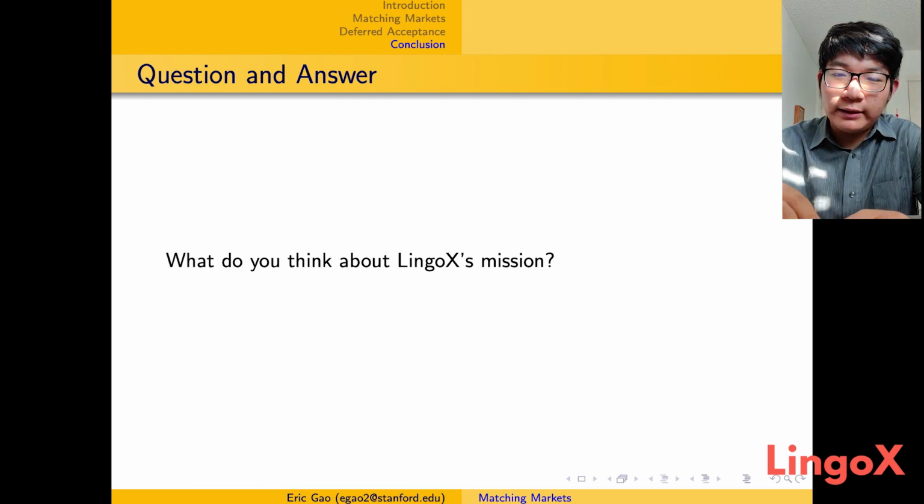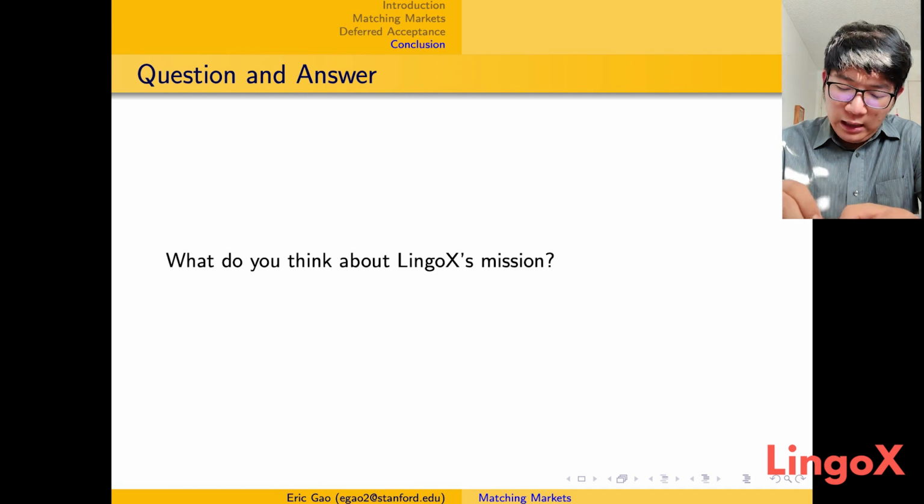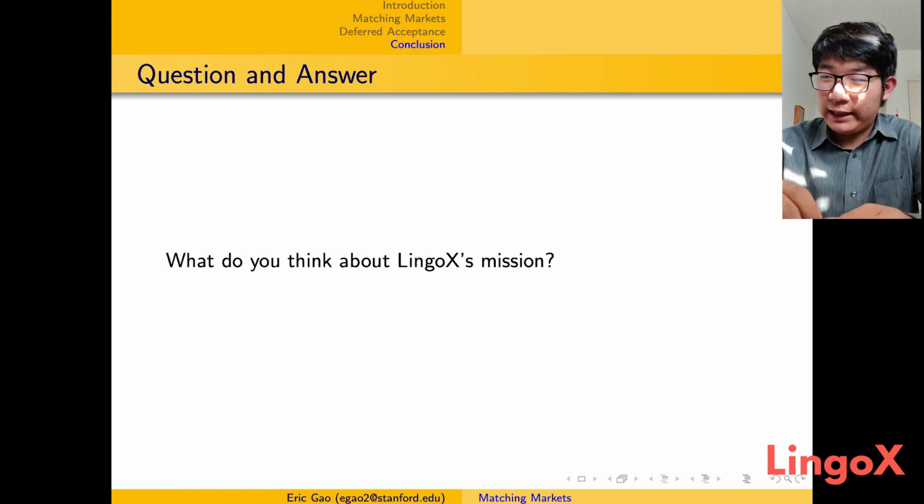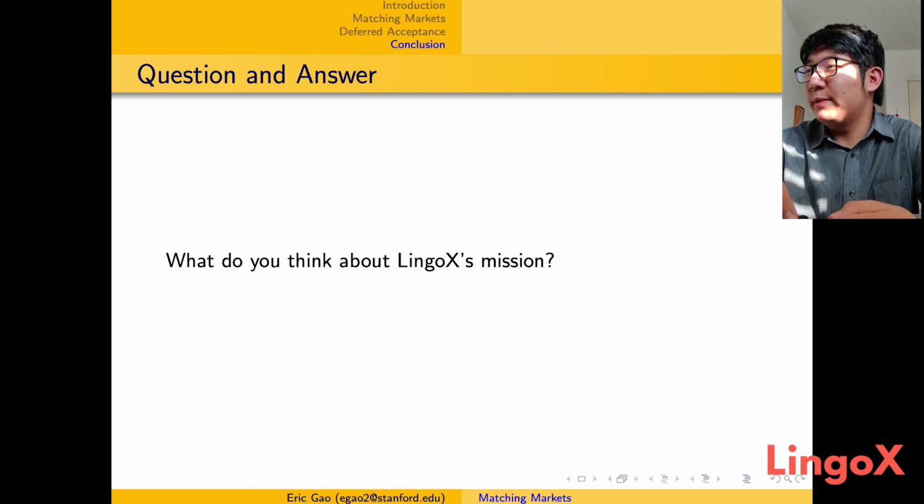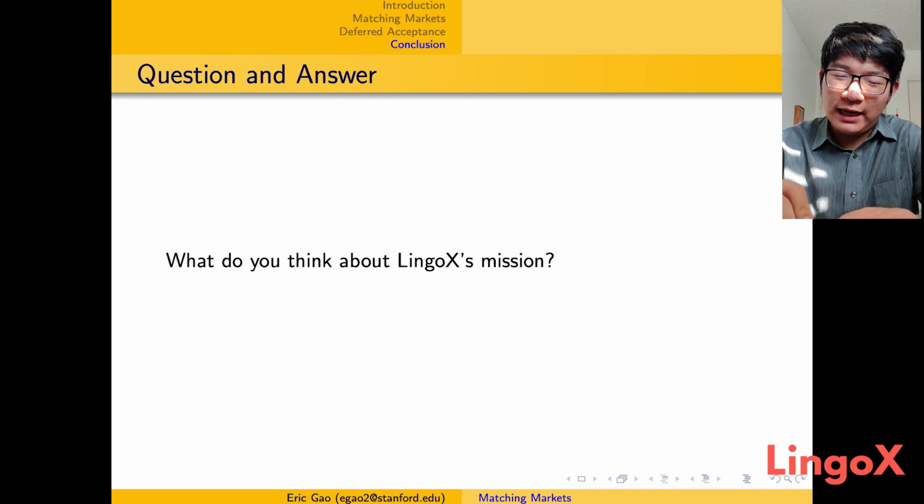And what do I think about LingoX's mission? I definitely think that it's a very important mission. I definitely think that I should have learned Chinese a bit more when I was younger. I can speak it, but I can't really write it, and I'm not too proficient in it. And one of the other things that I did with my economics is that there's a program where I participated in the past where we would interview farmers in rural China and decide if it's feasible to give them loans.